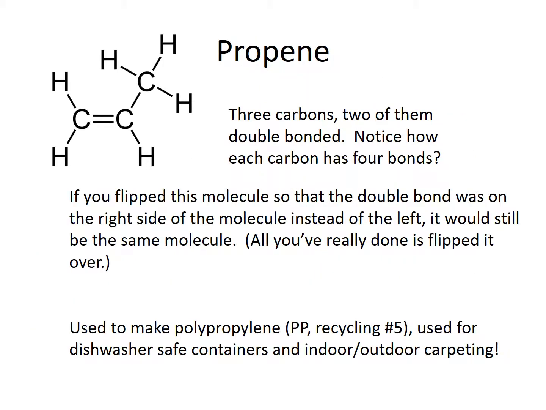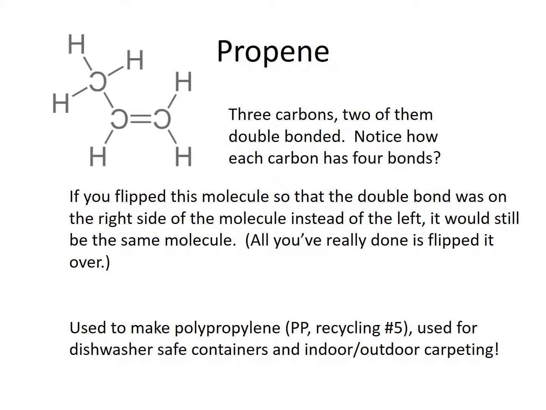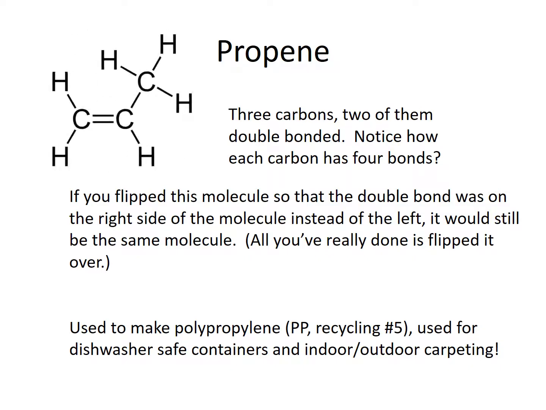If you have 3 carbons with a pair of them having a double bond, then you can create propene, also known as propylene in the old days. You'll notice that the double bond is on one side of the molecule, but the molecule is 3-dimensional, so you could flip it over and that molecule actually is the same regardless of where you put that double bond. So there's really only one isomer here.